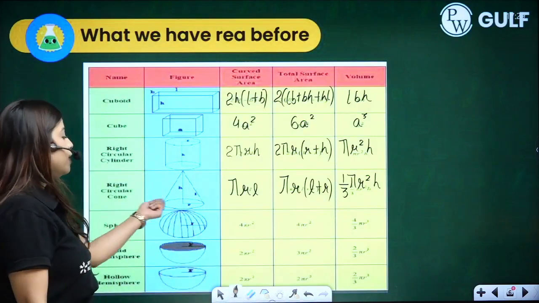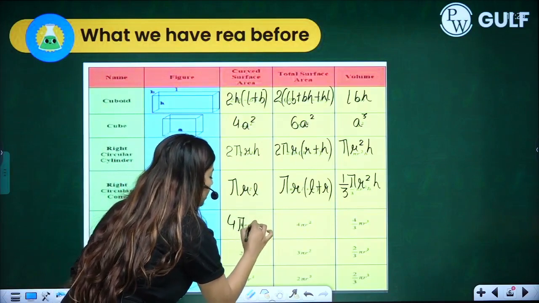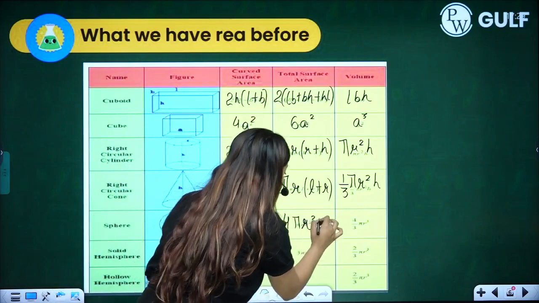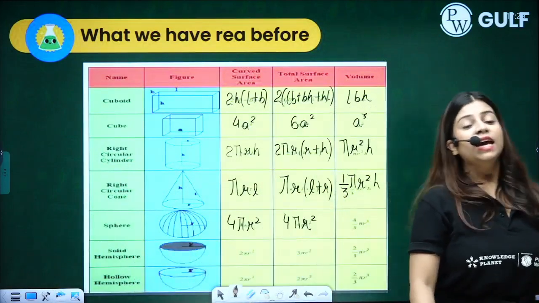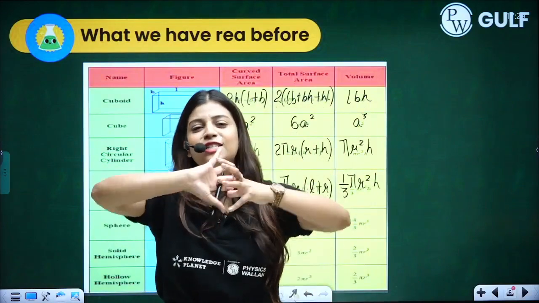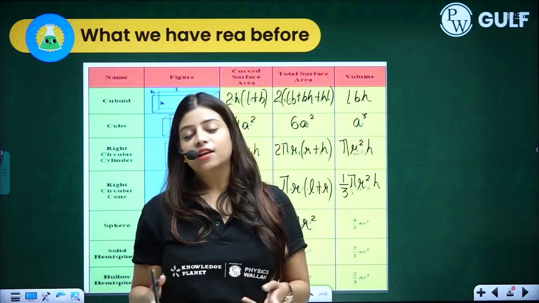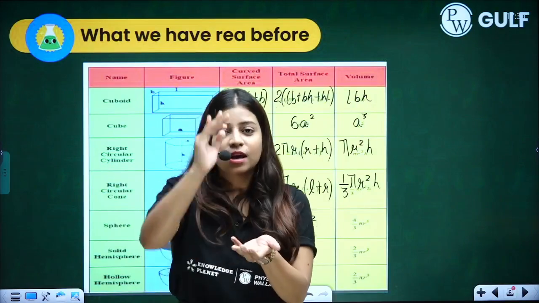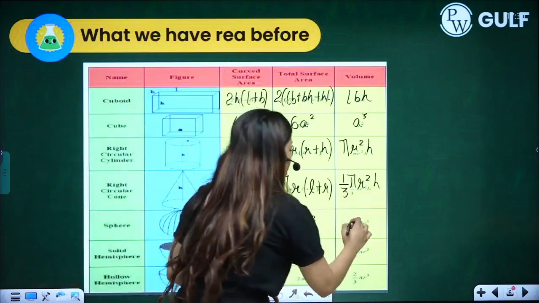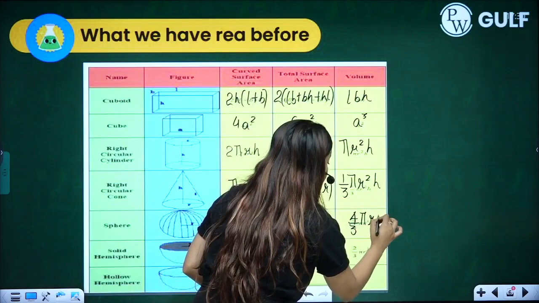Now for sphere, see, the total surface area and the curved surface area of the sphere remain the same. How does it remain the same, students? Because overall, just imagine a ball, right? So all the surface is the total surface area. There is no lateral area, because the whole thing is curved, and the volume is equivalent to 4 by 3 pi r cube.